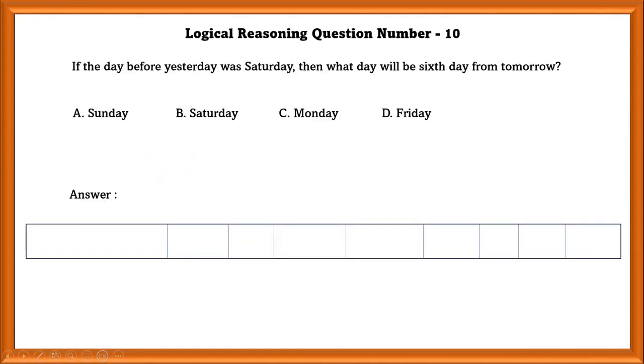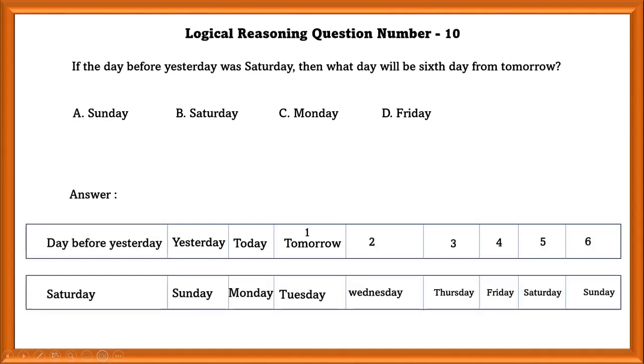Logical reasoning, question number 10. If the day before yesterday was Saturday, then what day will it be from the 6th day from tomorrow? We'll note this down in a table. Today, tomorrow, yesterday, day before yesterday. Day before yesterday is Saturday, yesterday is Sunday, today is Monday, and tomorrow is Tuesday. And 6 days after is Sunday. So our answer is Sunday.